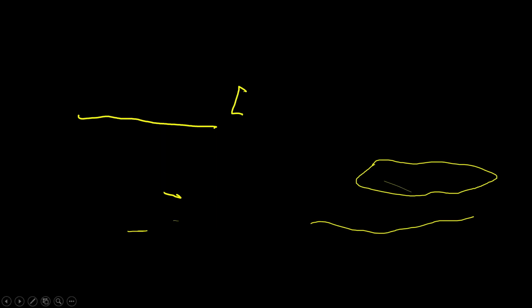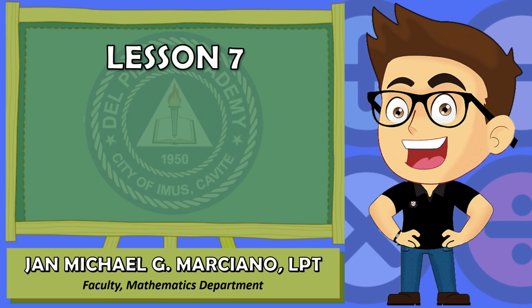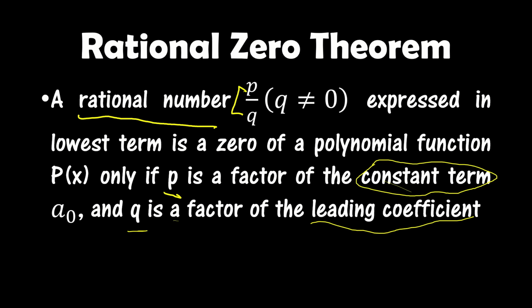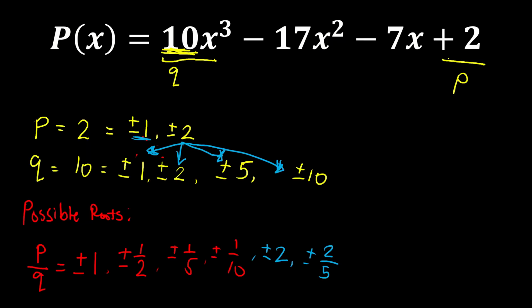Pero ano yung sabi kanina? Balik lang natin. Ano yung sabi dito kanina? It should be in lowest term. So dapat si 2 over 10 dito, kapag ni lowest term ay ano? So that is 1/5. May 1/5 na naman dito. So hindi natin kailangan isulat ulit yung 1/5. So we have the possible roots as positive, negative 1, positive, negative 1/2, positive, negative 1/5, positive, negative 1 over 10, positive, negative 2, and positive, negative 2/5.